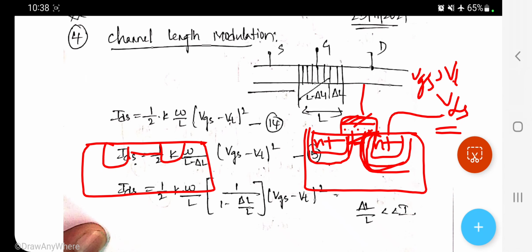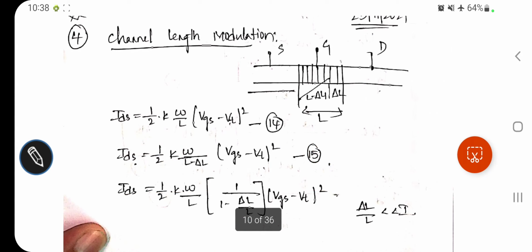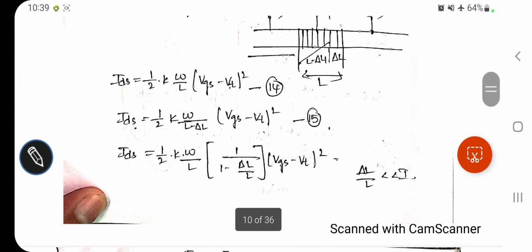Earlier it is like this square rectangle shape. Now it is going to be like this, and then further the channel length keeps decreasing with the increase of the depletion region. So what is happening here? The length of the channel is modified with respect to the applied VDS voltage. That is called channel length modulation. This channel length modulation can also be included in the current equation.